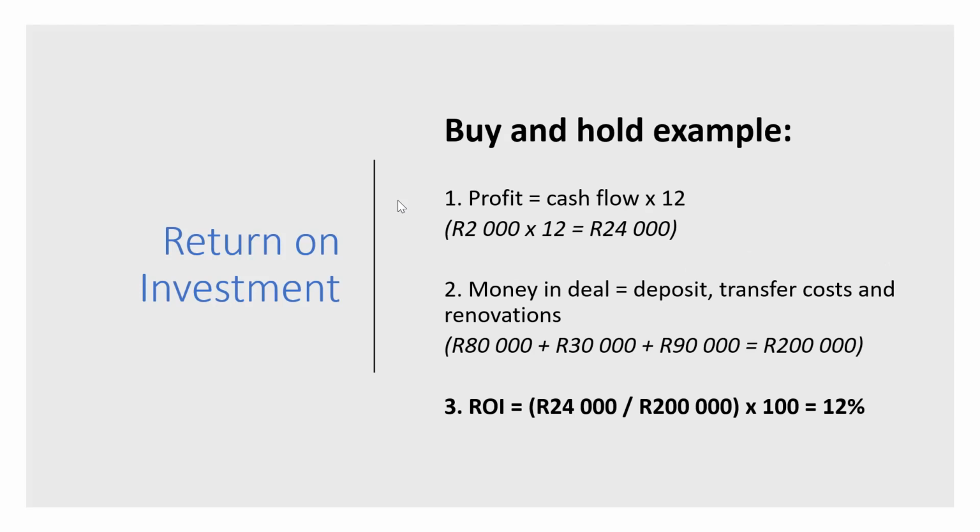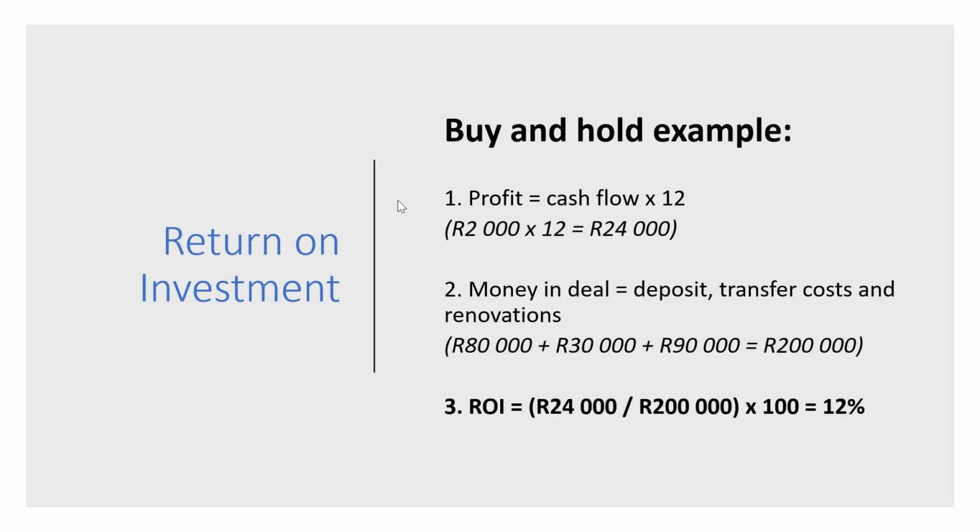Here is the buy and hold example. This is when you buy a property and you hold it for 5, 10, 15 years. You put a tenant in there, the tenant rents from you. So the profit in this case is your cash flow times 12. Now, cash flow is your monthly profit. Your income minus your expenses, whatever you're left with, that is your cash flow.